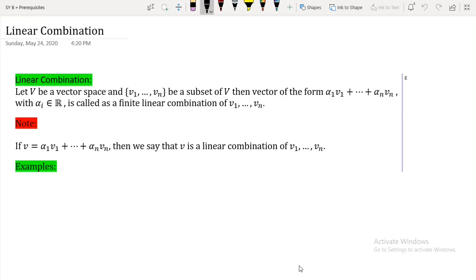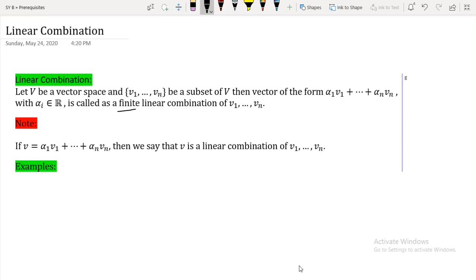Let us start. Let V be a vector space and let V1, V2 up to Vn be a subset of V. Then a vector of the form alpha 1 V1 plus so on alpha n Vn, with alpha i belonging to R, is called a finite linear combination of V1, V2 up to Vn. A term of the type alpha 1 V1 plus so on up to alpha n Vn, where alpha 1 up to alpha n are real numbers, is called a linear combination of V1, V2 up to Vn.